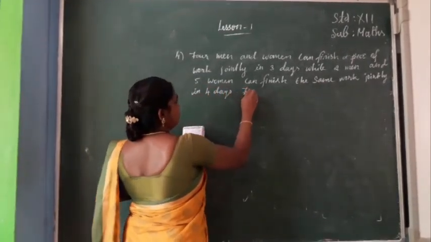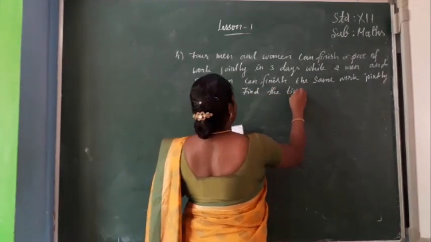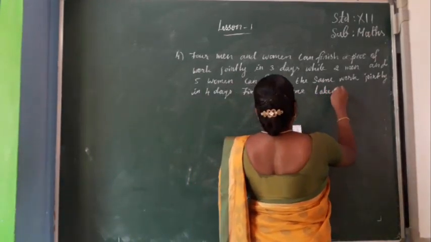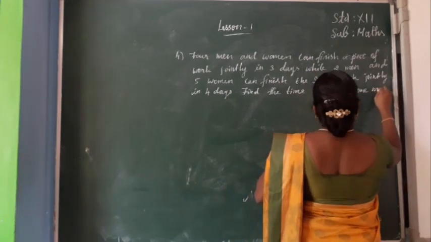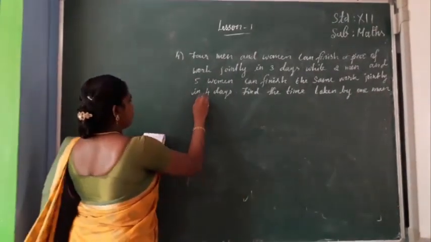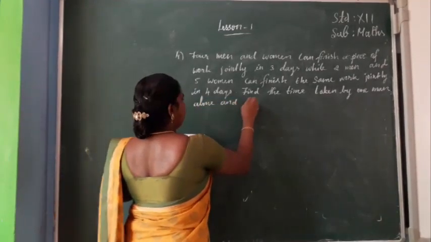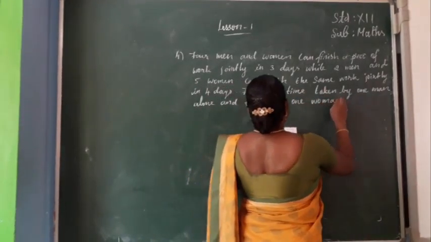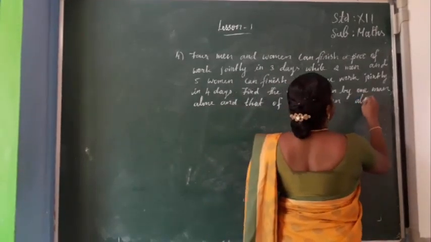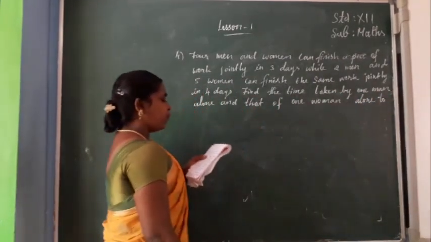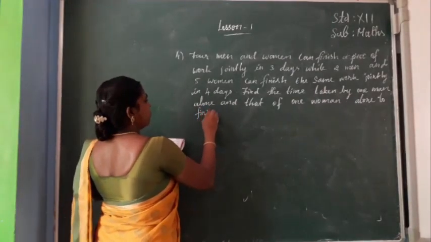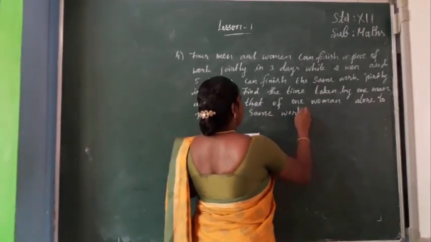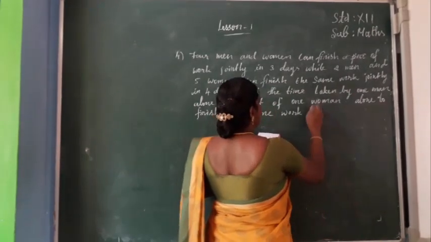So find the time taken by 1 man alone and that of 1 woman alone to finish the same work, by using the matrix inversion method.